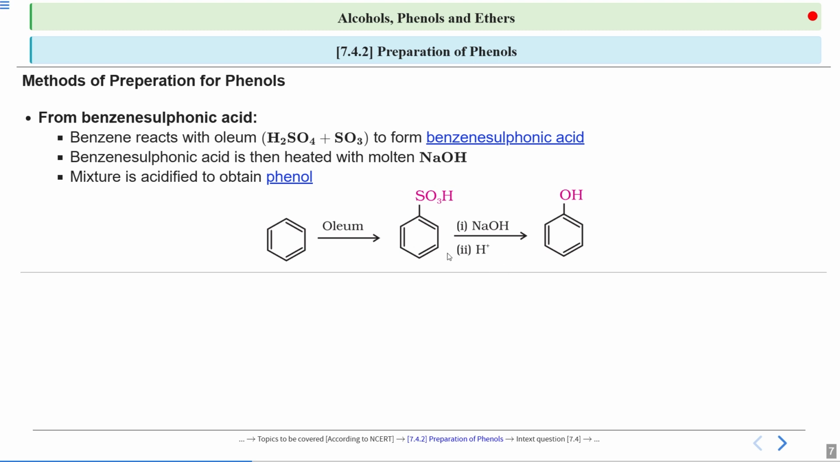And further we will treat it with acid. We will do the acidification. So H plus will attack your O minus Na plus. O minus is there, so H plus will attack and it will form phenol, that is OH, and your Na plus and Cl minus will leave in this condition. So you will be left with phenol. So this is how from benzene, first we got benzene sulfonic acid, and then from benzene sulfonic acid we got phenol. So this is another method of preparation of phenol, that is from benzene sulfonic acid.